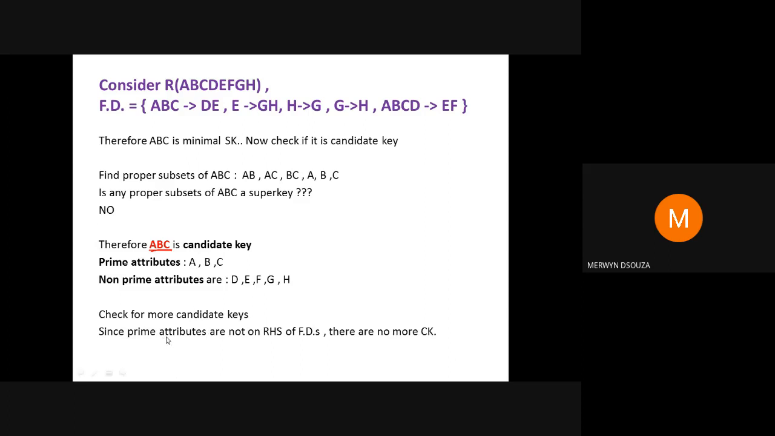For more candidate keys, we look for prime attributes on the right hand side. Now you can check here, these are your prime attributes. None of the prime attributes are present on the right hand side. Since there are no prime attributes on the right hand side, there are no more candidate keys. So this is the only candidate key. If there were more candidate keys, then you needed to find all the remaining candidate keys and update the prime attributes and the non-prime attributes.